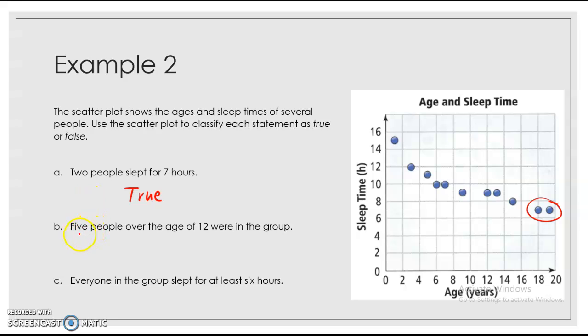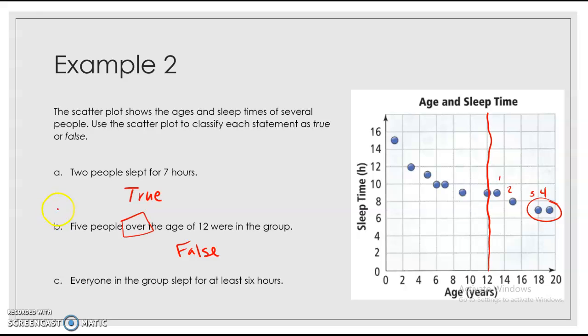All right. Statement B, 5 people over the age of 12 were in the group. Over the age of 12, that's the key phrase there. Age is the X value, so I'm going to go to age. Here's 12, and here's 1, 2, 3, 4. So we only had 4 people over the age of 12 in the group. So this one's going to be false. And yes, we had someone who was 12, but it says over the age of 12.